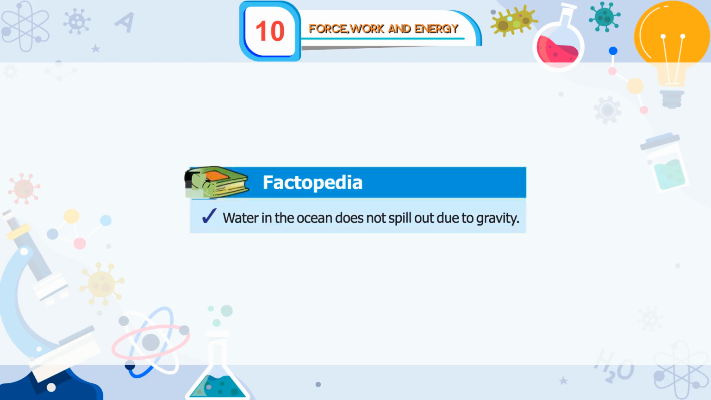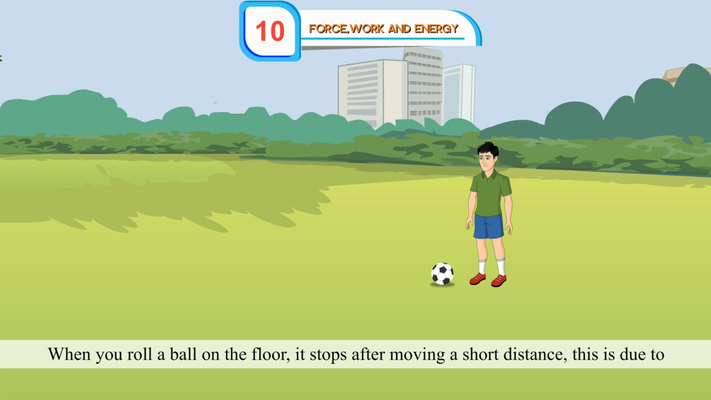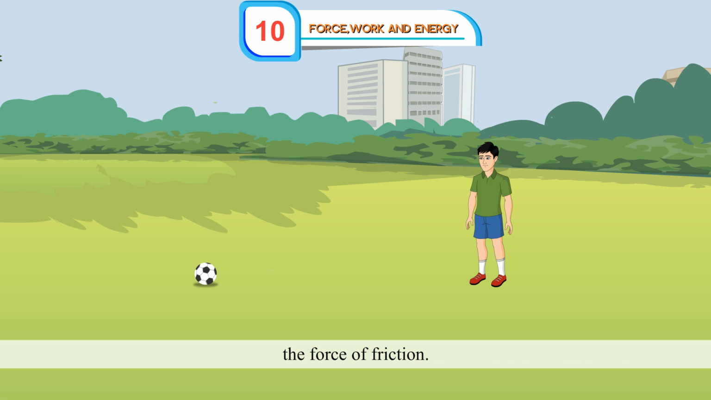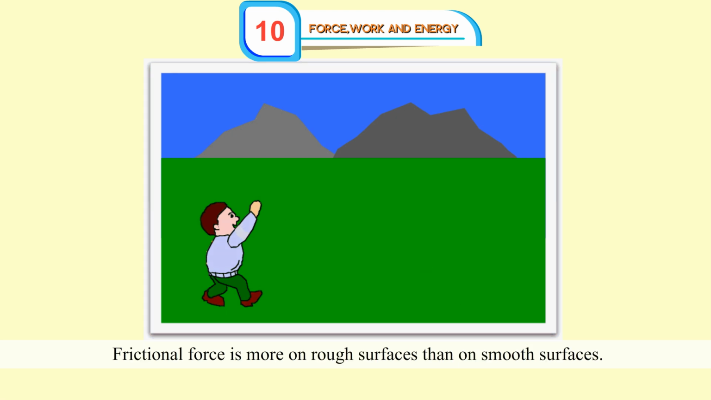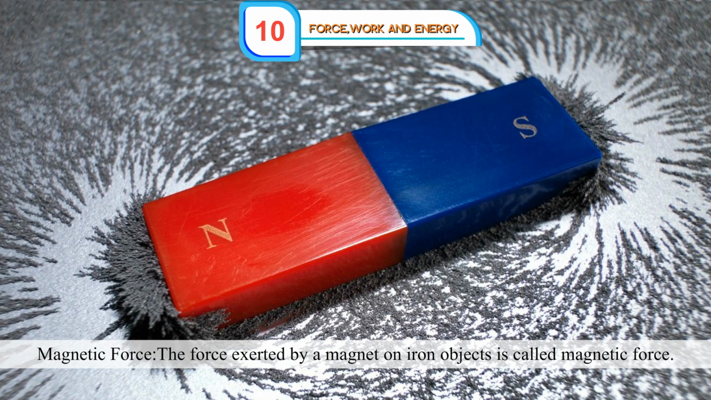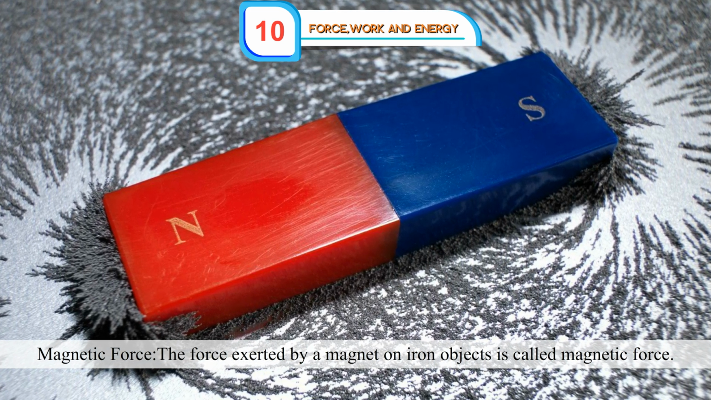Factopedia. Water in the ocean does not spill out due to gravity. Frictional force. The force that resists motion is called frictional force. When you roll a ball on the floor, it stops after moving a short distance. This is due to the force of friction. For frictional force to act, two bodies have to be in contact. Frictional force is more on rough surfaces than on smooth surfaces. Magnetic force. The force exerted by a magnet on iron objects is called magnetic force.